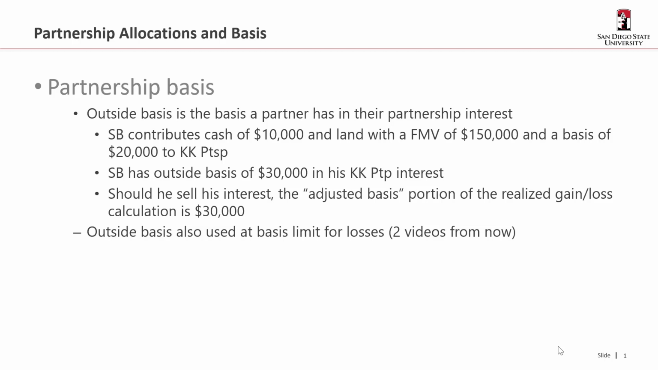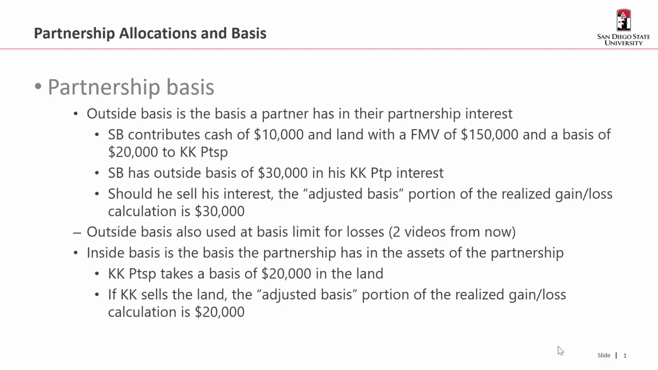If he were to sell his interest, when we think about having the amount realized minus the adjusted basis resulting in a realized gain or loss, then we know that his adjusted basis portion of that realized gain or loss calculation is $30,000. And we're also going to see that outside basis is used as the limit for losses. We'll cover that a couple videos from now, even though we've already covered it somewhat in the past.